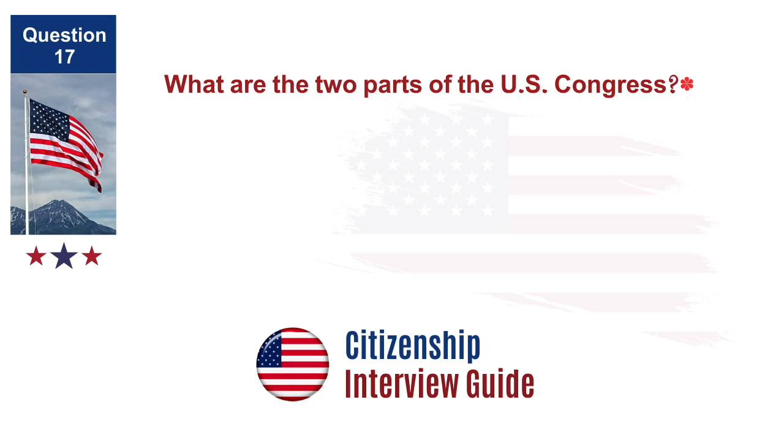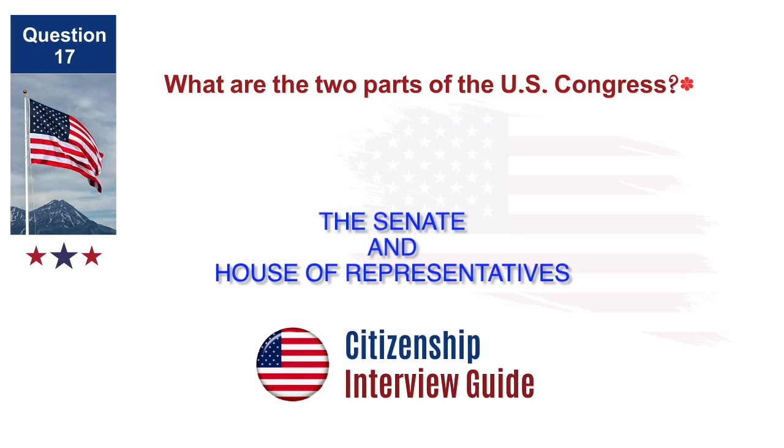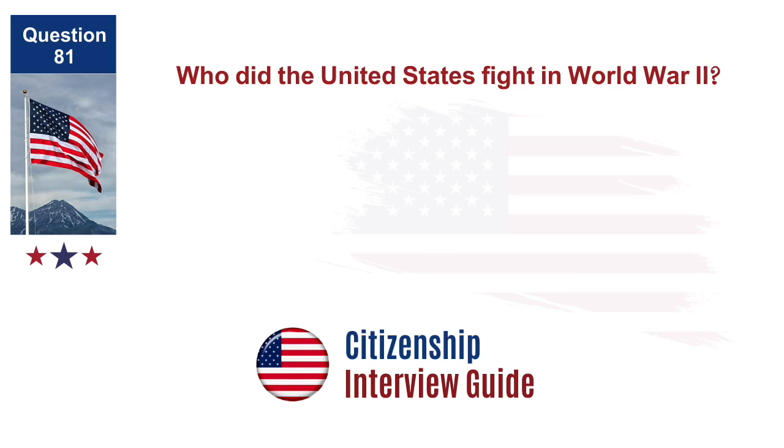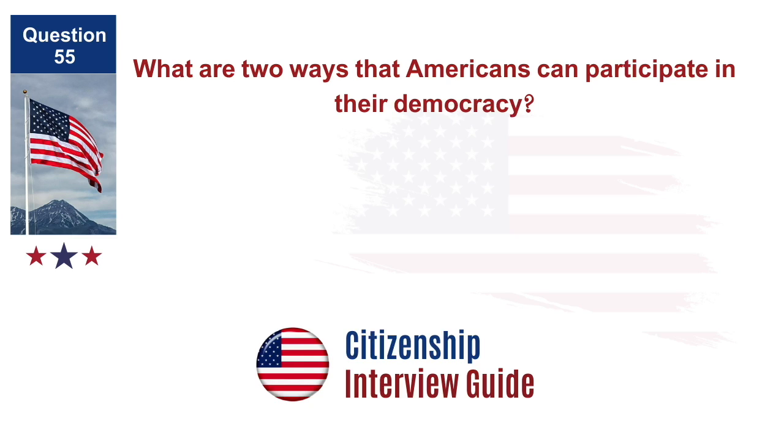What are the two parts of the U.S. Congress? The Senate and House of Representatives. Who did the United States fight in World War II? Japan, Germany, and Italy. What are two ways that Americans can participate in their democracy? Vote. Join a political party.